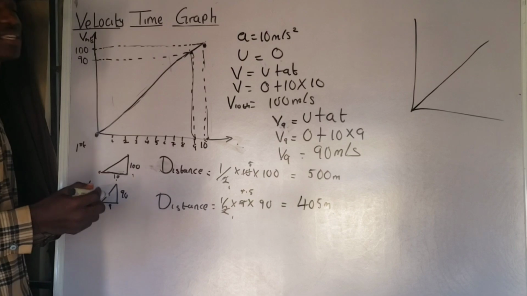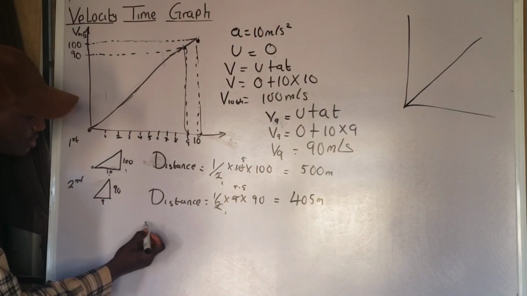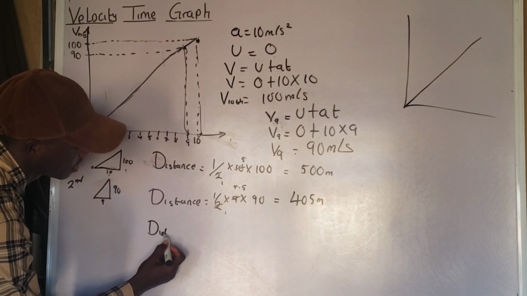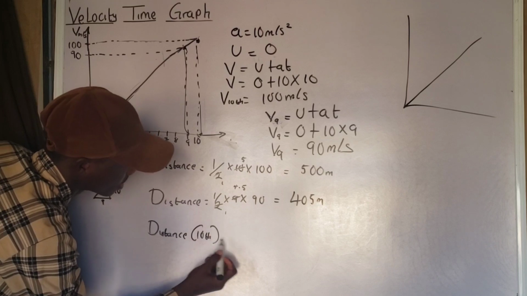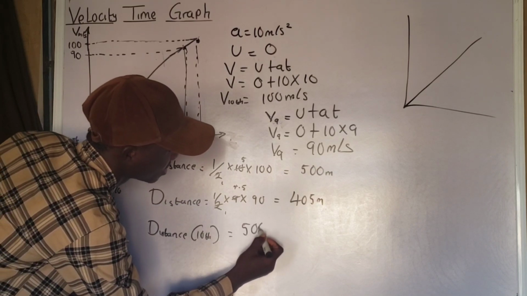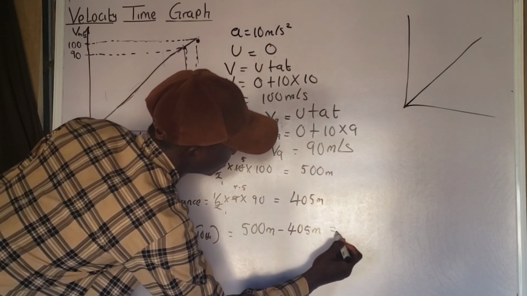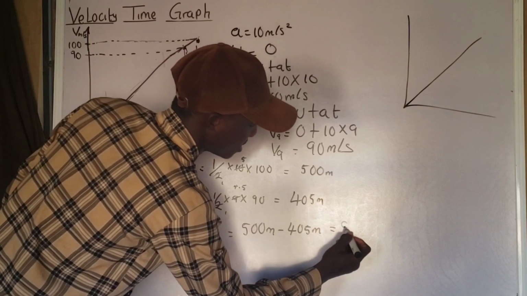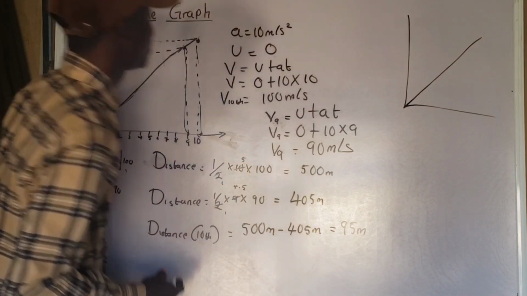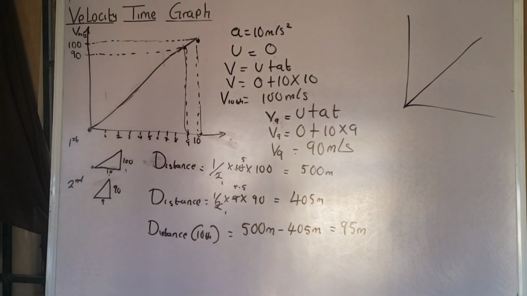Now the distance in the last second will be 500 meters minus 405 meters. That is 95 meters. You understand? So that is the solution to the question. If you do understand, fine. If not, reverse the video and listen to the explanation again.